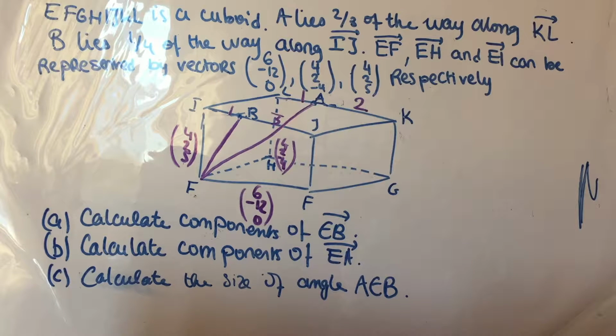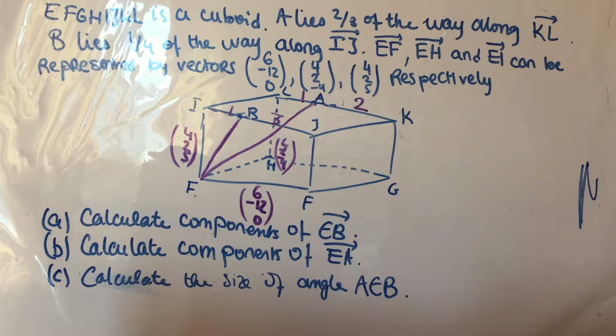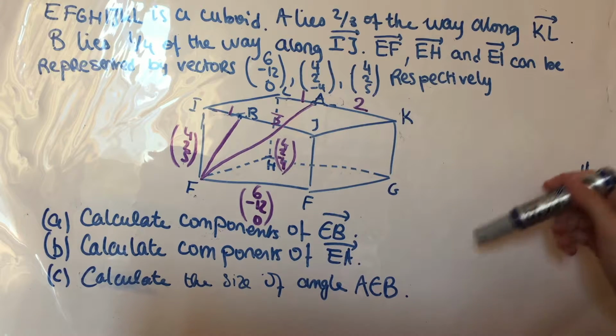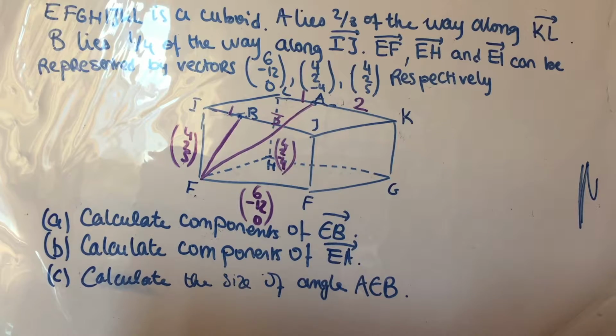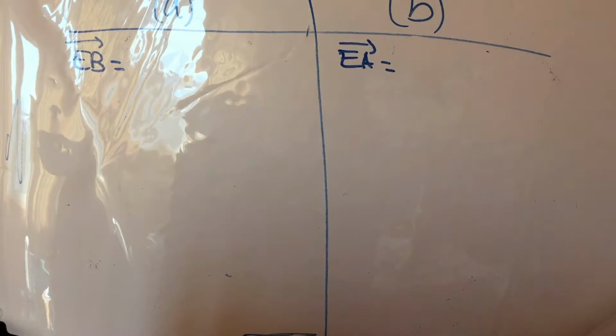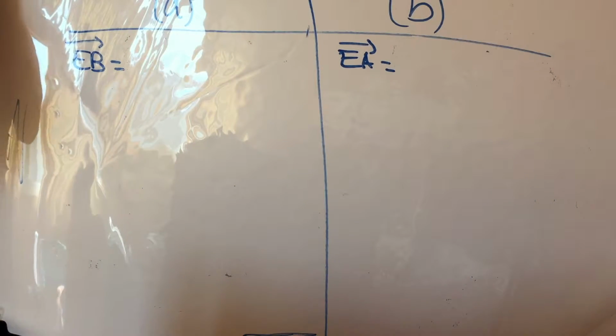So I'm going to do questions A and B together since they're very similar and we're going to follow the same steps. We're then going to use the answers to questions A and B to figure out the answer for question C. In question A, we're trying to find EB, and in question B, we're trying to find EA.